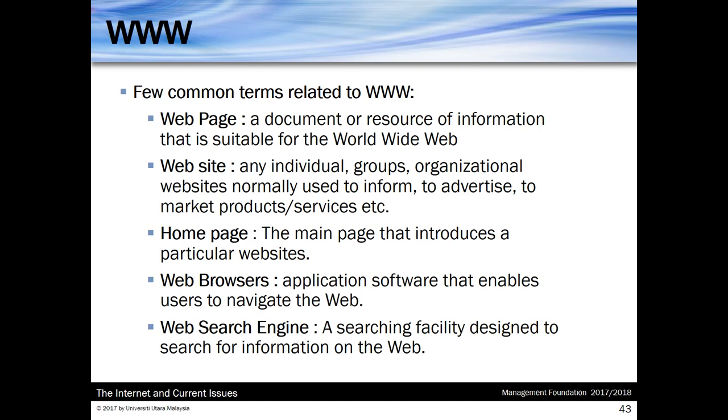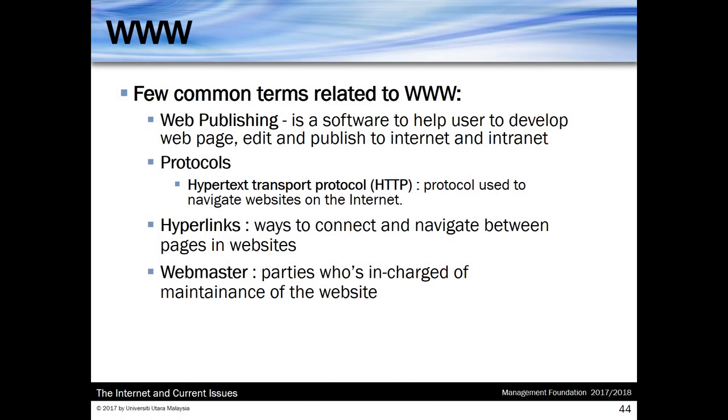What is a homepage? It is the main page that introduces a website. How about web browsers? These are the application software that enable users to navigate the web. A web search engine is a searching facility designed to search for information on the web. All these terms will be discussed further in the next few slides. Web publishing is software to help users develop web pages, edit them and publish them to the internet or to the extranet.